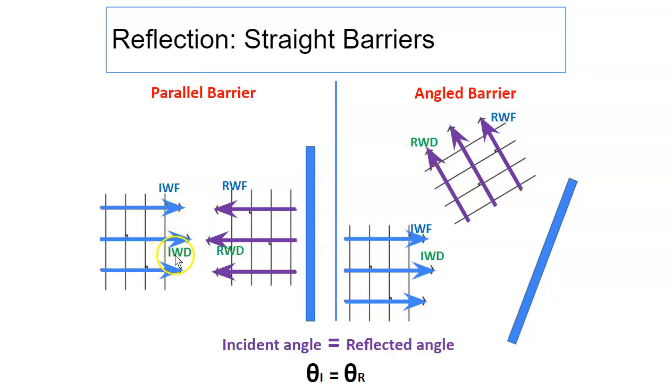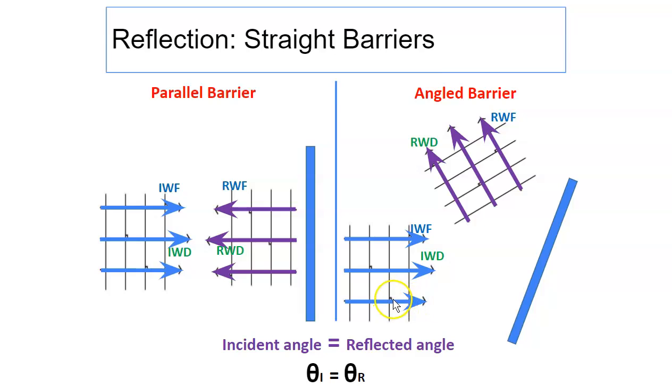Incident wave direction are these arrows. It's showing you the direction that the energy or that the wave is traveling. I is incident and R is reflected. So notice the incident wave comes in, it strikes a flat barrier, and it bounces out flat or straight. This is the reflected wave direction, and these are the reflected wave fronts.